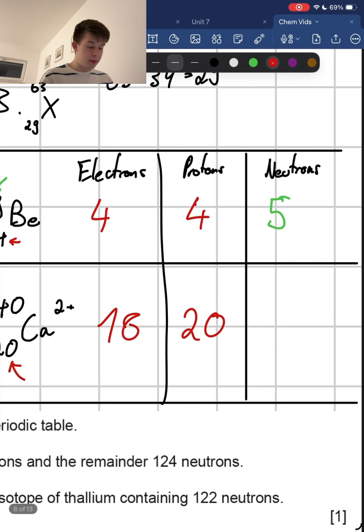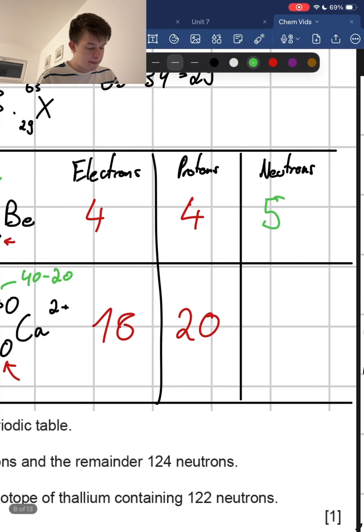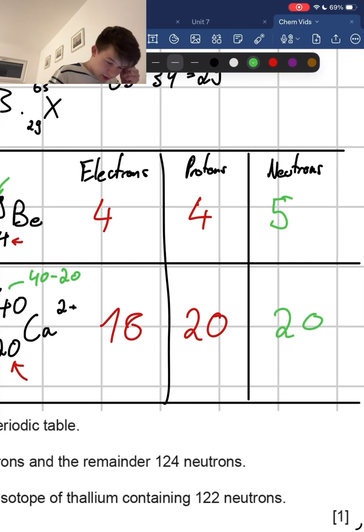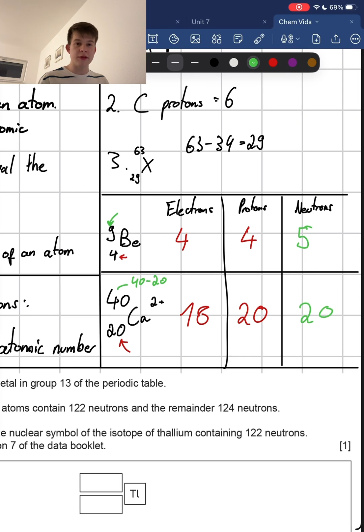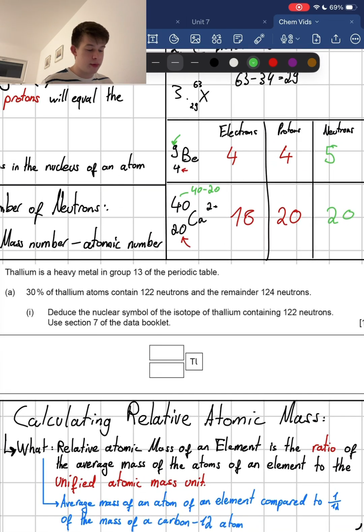And to find the number of neutrons, it's going to be again 40 minus 20, because we take the mass number and we take away the atomic number, which is 20, the number of protons, and therefore we get 20 as well. Good, that was easy. Okay, so this was a question from a past paper, 2025 to be exact.